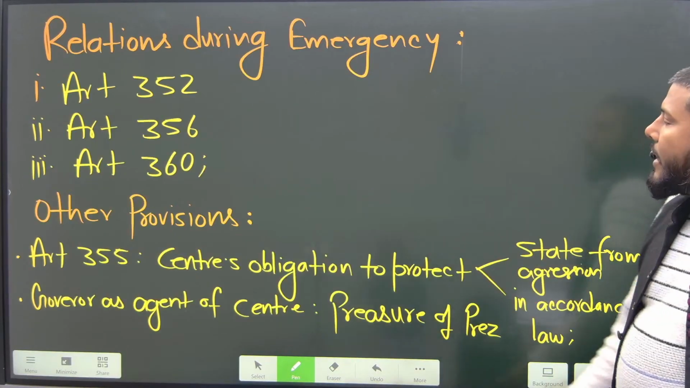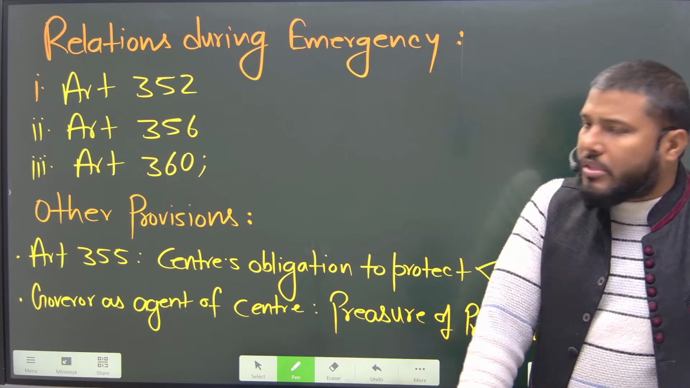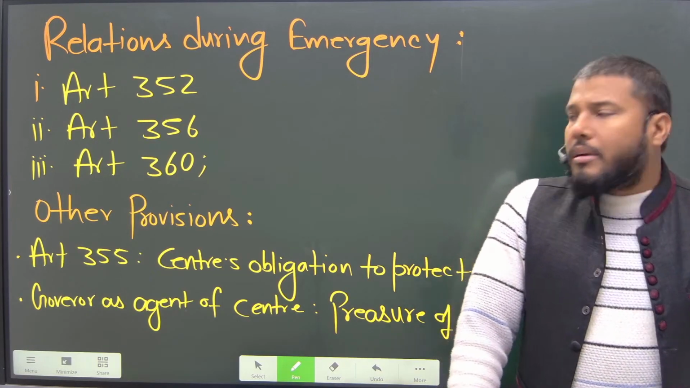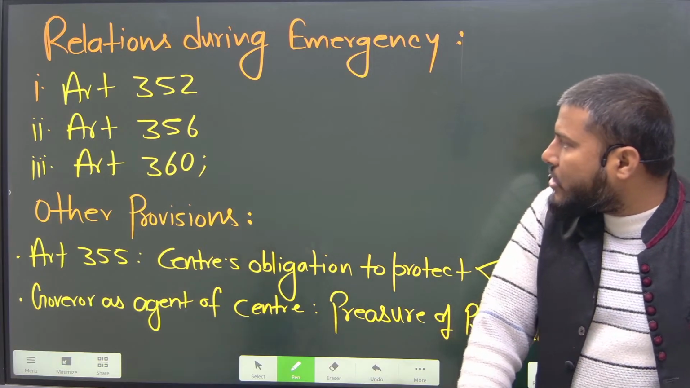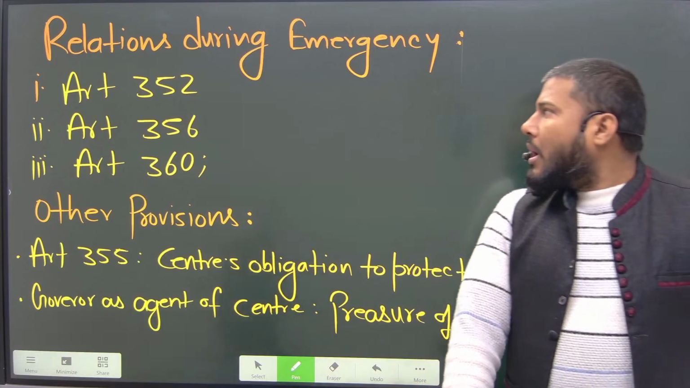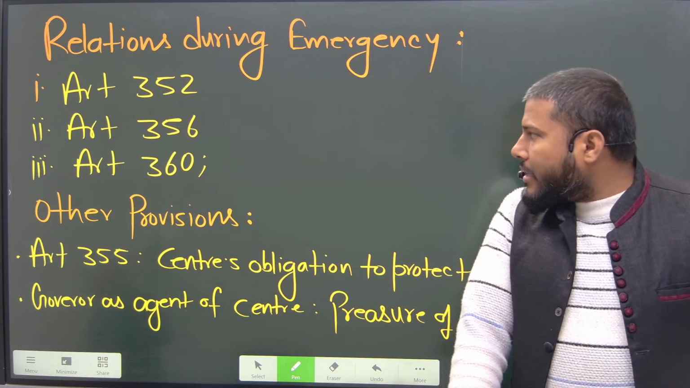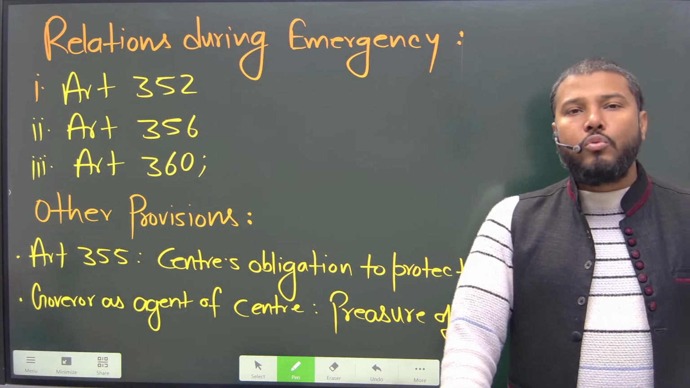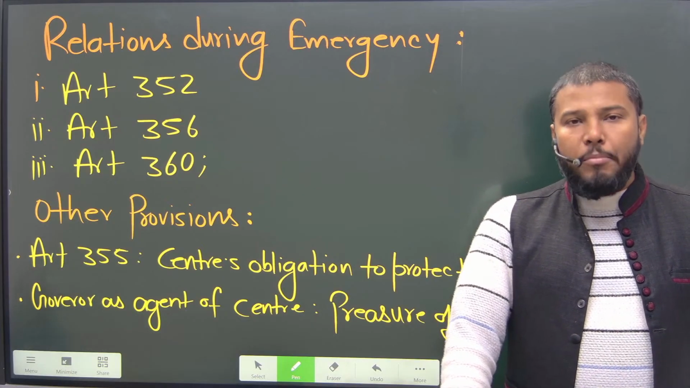Let's move ahead and try to understand relations during emergency. You see, Article 352 to Article 356 and Article 360 are the emergency provisions. Article 352 talks about the national emergency, Article 356 talks about the president rule, and Article 360 talks about the financial emergency.